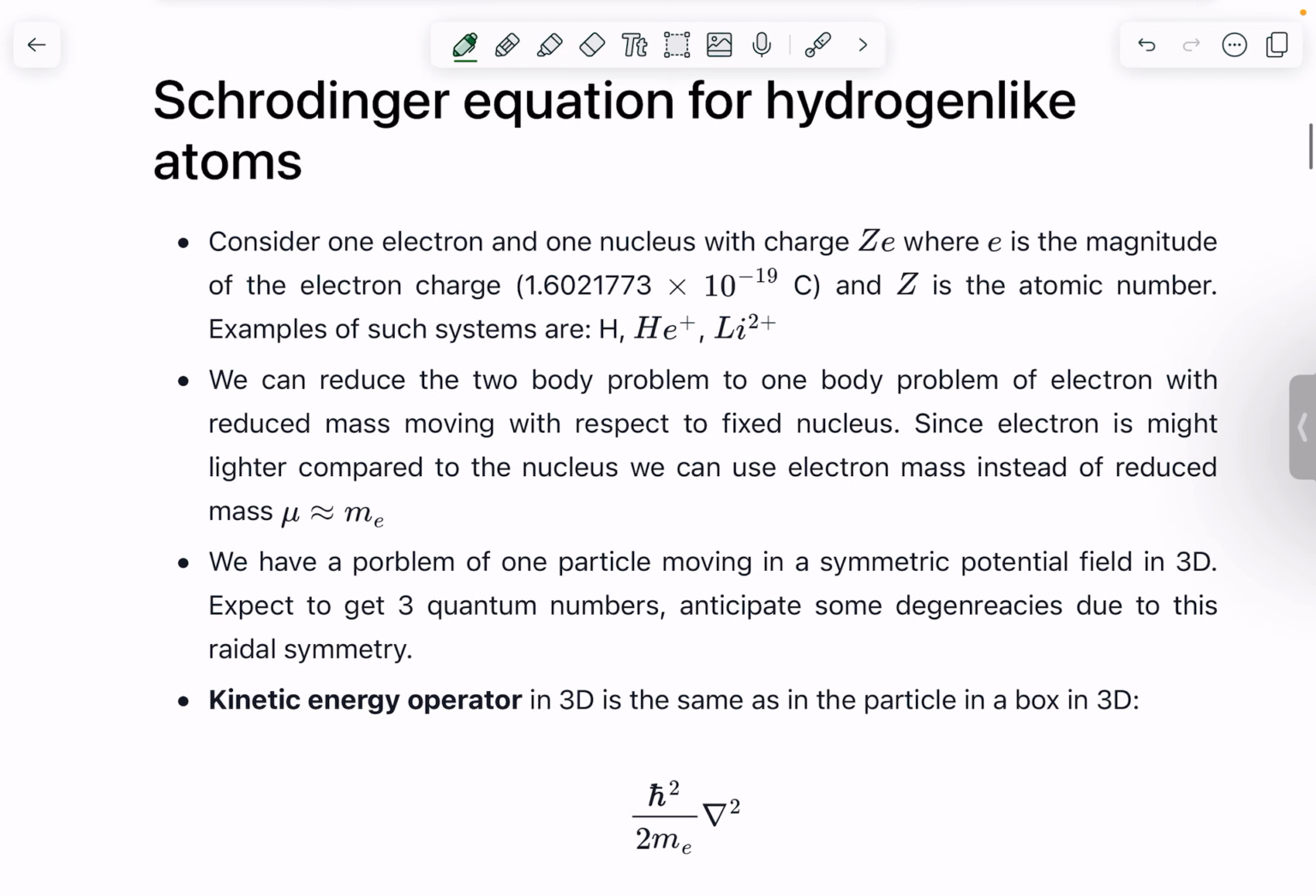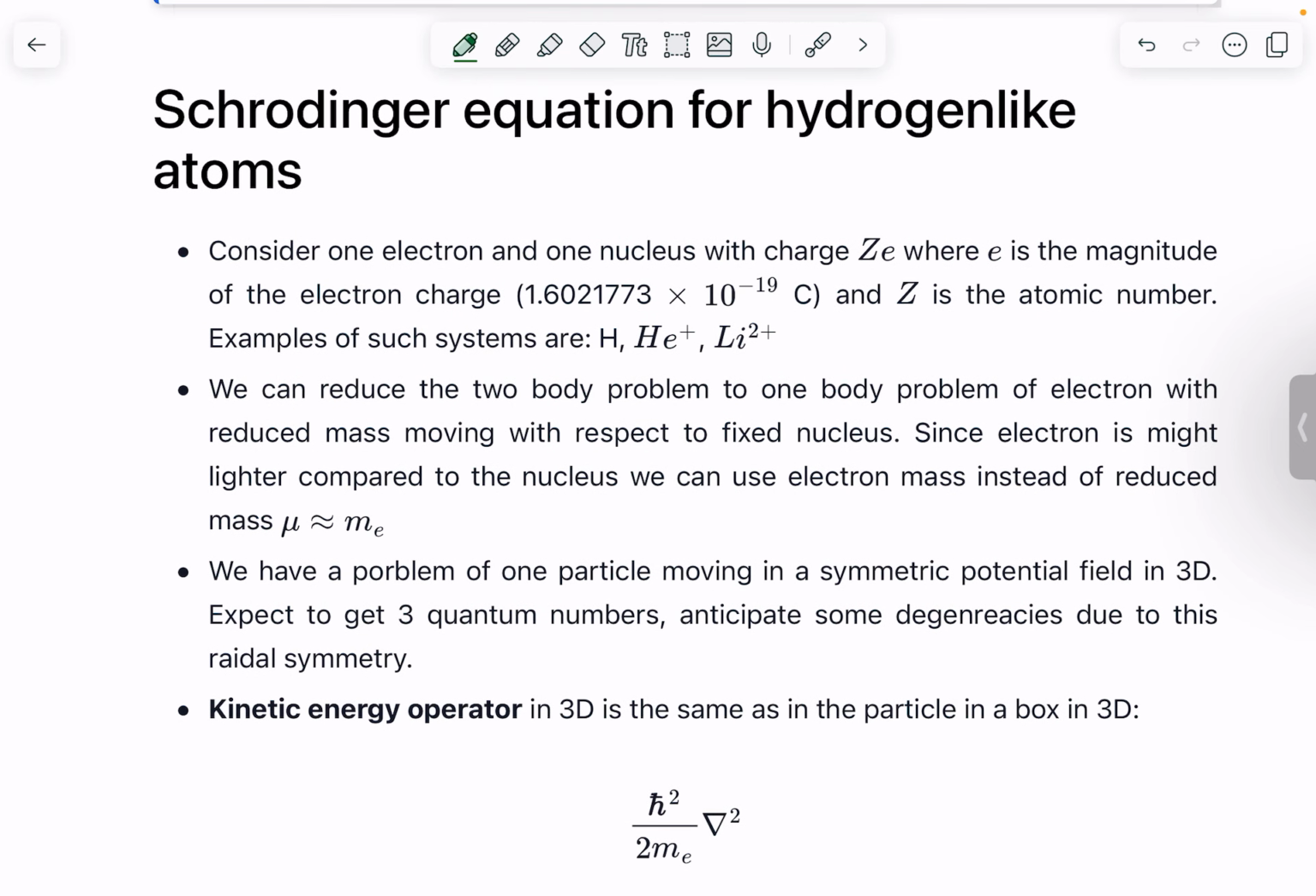First of all, the term here is hydrogen-like atoms. Why not just a hydrogen atom? Because you can have He+ or Li2+, and these have one electron. It turns out that if you only have one electron, you can solve the Schrödinger equation exactly. And this is maybe the last problem that we'll look at in this class, because all the other problems with more than one electron do not allow exact solutions, so we have to resort to numerical tricks and approximations.